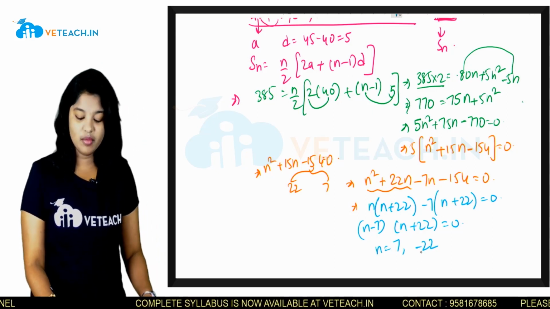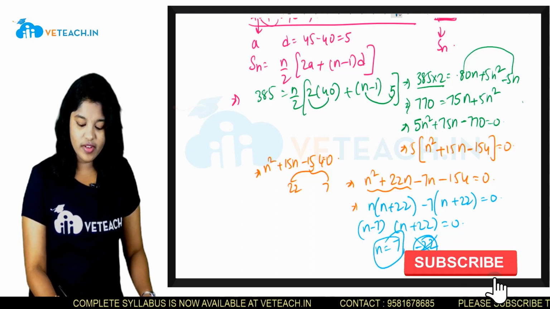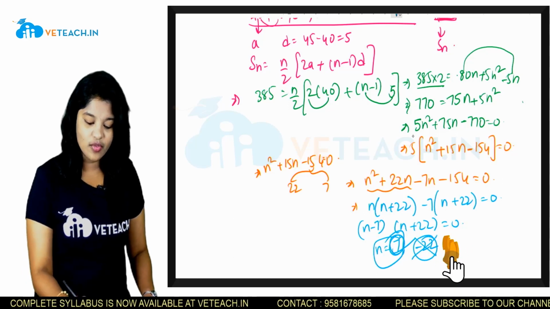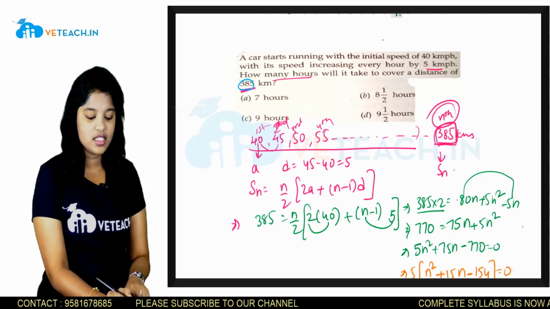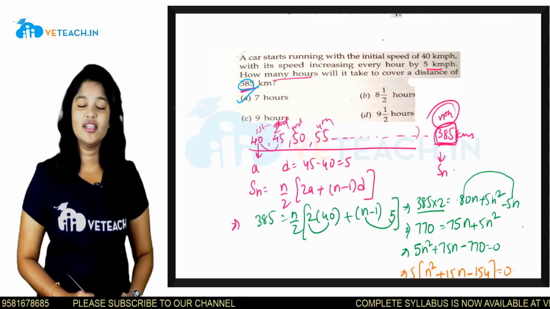Here n is nothing but the time, so the minus value is eliminated. We will take only n is equal to 7. So in 7 hours it will reach 385 kilometers. In 7 hours the total distance covered will be 385 kilometers. So option A is our correct answer.